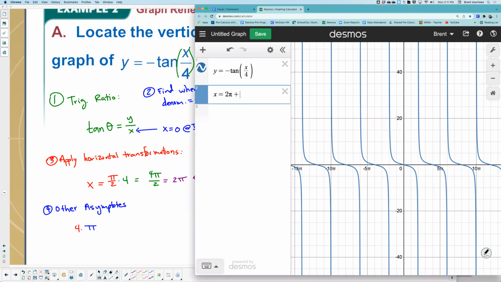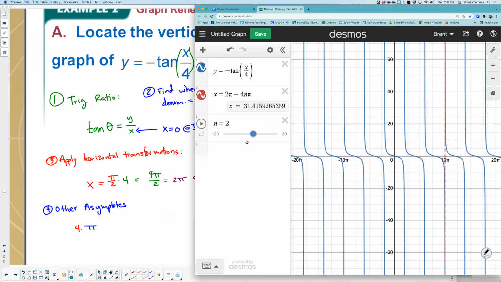And I can do it here by doing 4n pi. And you would say n equals, you've got to get this slider going. I'm just going to do -20 to 20, and it's got to be a whole number. That means a step of 1. Step of 1, like that. And so check it. As I zoom out, does this separate? Is this perfect? Is this hitting every single asymptote? Yes. So we did it correctly. All right, so that's what we're doing there.